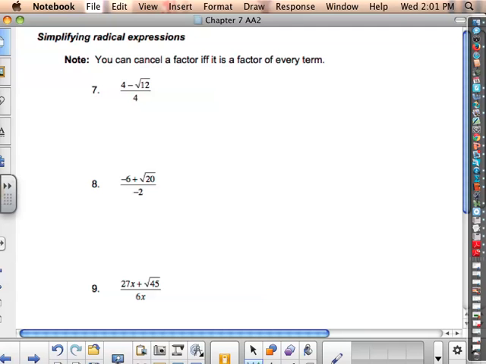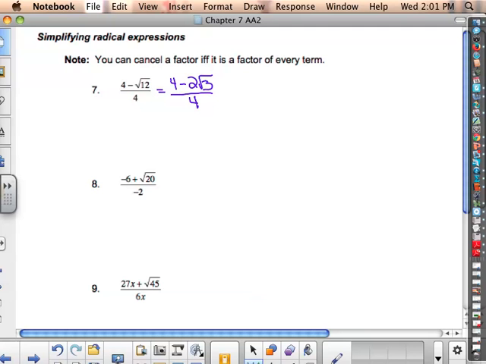Next, simplifying radical expressions. You can cancel a factor if and only if it is a factor of every term. So keep that in mind. We're going to be using this as we use the quadratic formula, so you have to remember how you can cancel. So if we're going to simplify this, I have 4 minus, now the factors of 12 are 4 and 3. 4 is a perfect square, so I'm going to bring out 2 root 3 over 4.